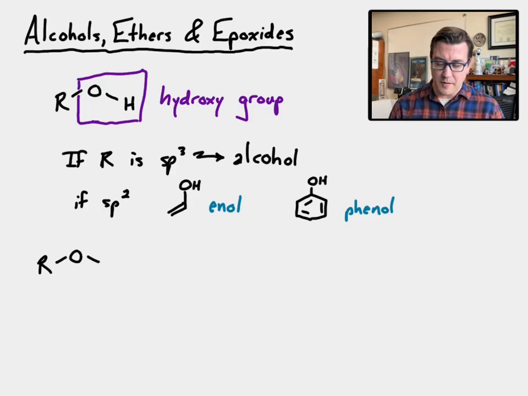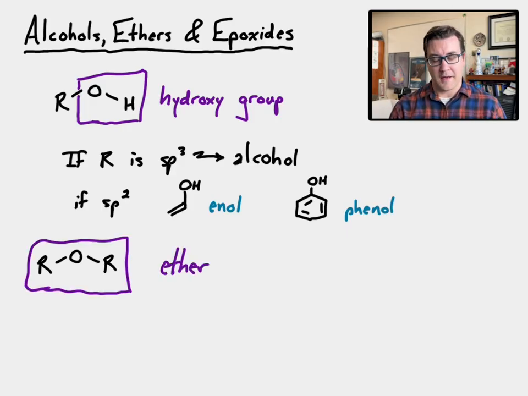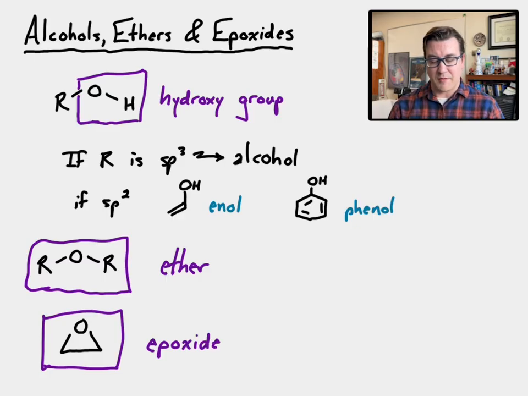Moving forward, if you have carbon atoms on both sides of the oxygen atom, we call this an ether. Normally these carbon atoms are sp3 hybridized. If you have sp3 hybridized carbon atoms on each side of an oxygen, but that happens to be in a three-membered ring, that is a special type of functional group called an epoxide.